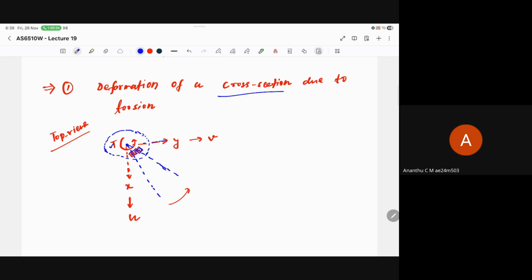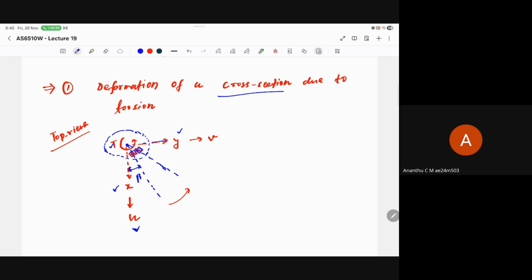Okay, this is the effect of the torque. Because of this movement, there will be displacement in the x-axis, and there will be displacement in the y-axis. Okay. So we can just do the exaggerated view of this. So let us say this angle, we are considering this as a beta angle.